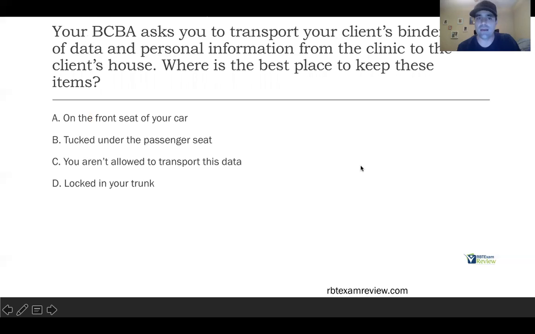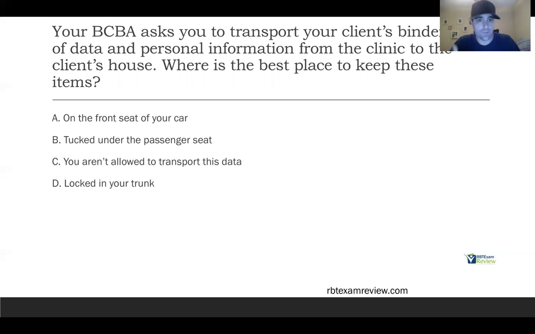Your BCBA asks you to transport your client's binder full of data and personal information from the clinic to the client's house. Where is the best place to keep these items? Okay, so you have a binder full of personal data, personal information. HIPAA laws. You have to respect their privacy. You have to be very careful with this data, right? Where is the best place to keep these items?